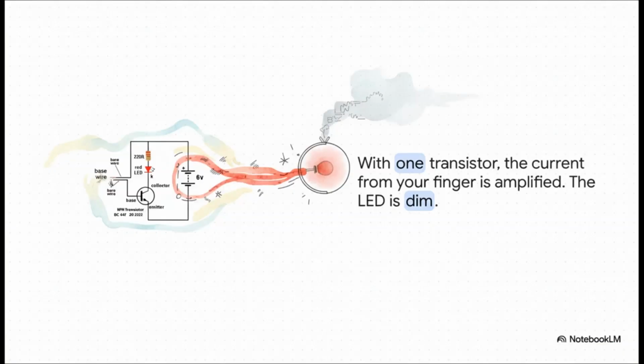Okay, check this out. In this circuit, we're taking the tiny, tiny electrical current from a human finger and using one transistor to amplify it enough to light up an LED. And as you can see, the result is pretty underwhelming, right? The light is super dim. One transistor just doesn't do a whole lot on its own.